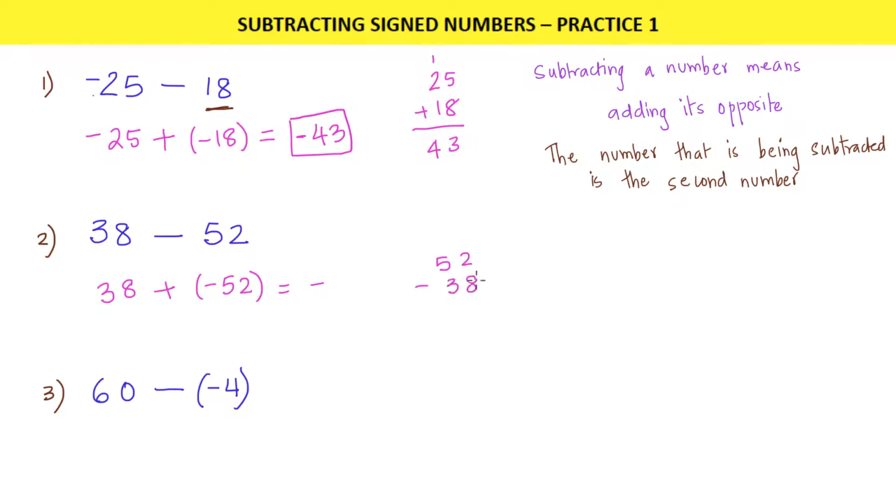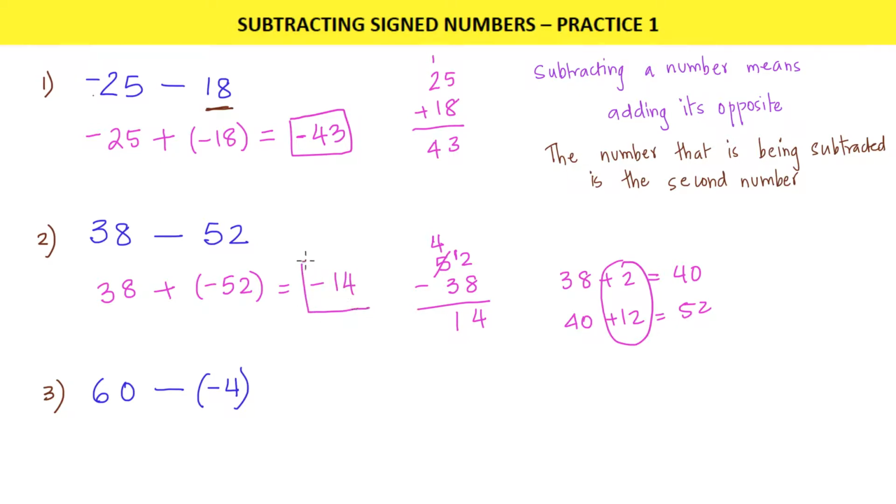52 minus 38. I'm stacking them like this, but I don't really do subtraction like this. I would do 38 plus 2 is 40, and 40 plus 12 is 52. So that means they're 14 apart. But let's do the subtraction in the conventional way and see if we get the same answer. We're going to borrow a 1 from here, so we have 4 left over, and this is 12. 12 minus 8 is 4, and 4 minus 3 is 1. So it's negative 14. And our intuition in the beginning that it's going to be a negative number proved to be correct.